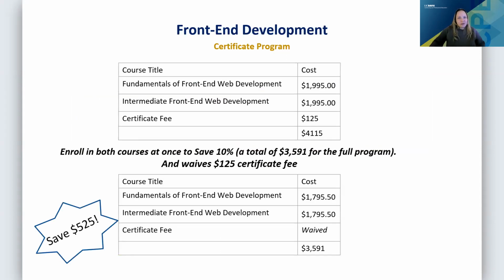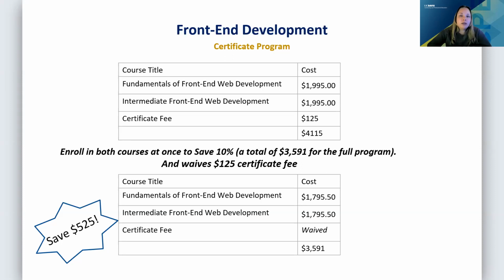So let's talk about tuition. The tuition for each course is $1,995. When you take both courses, your total for the tuition is going to be $4,185. That would be if you enrolled in both classes separately, and then you paid your certificate fee in order to let us know you had completed both courses and you were ready to move on. That would be your total.